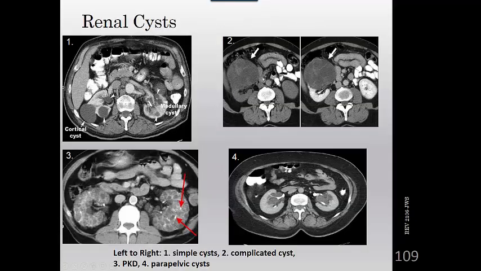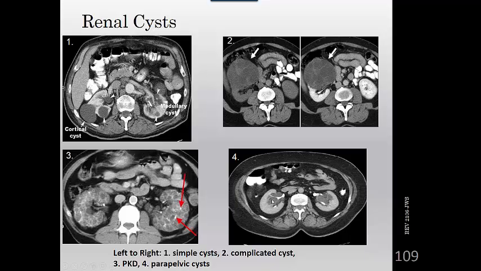All right. Number two are complicated cysts. They have some blood in them and denser tissue in there. You can tell here's a highlighted part of the kidney, and then there's the big cyst there. So it's a complicated cyst. And number three is an example of polycystic kidney disease, and you can see numerous cysts in both kidneys. And then here is a parapelvic cyst.